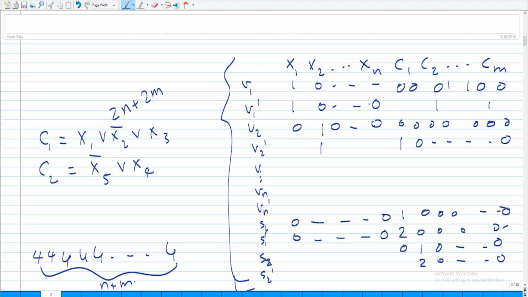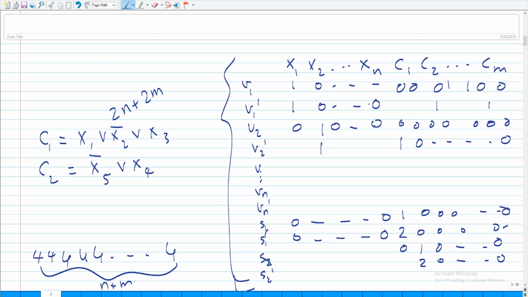Okay. So given a Boolean formula, I have produced 2n plus 2m numbers, each of length m plus n. Think of them as decimal numbers. And now I ask the question: is there a subset of these numbers that add up to 4, 4, 4, 4, 4, n plus m digits?